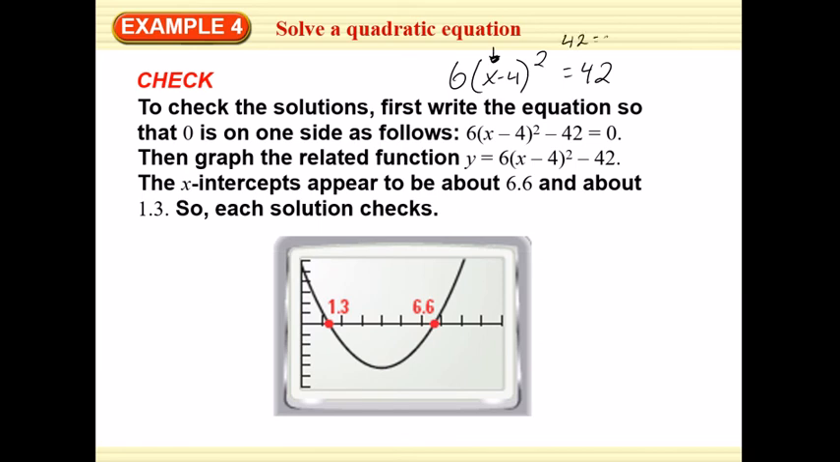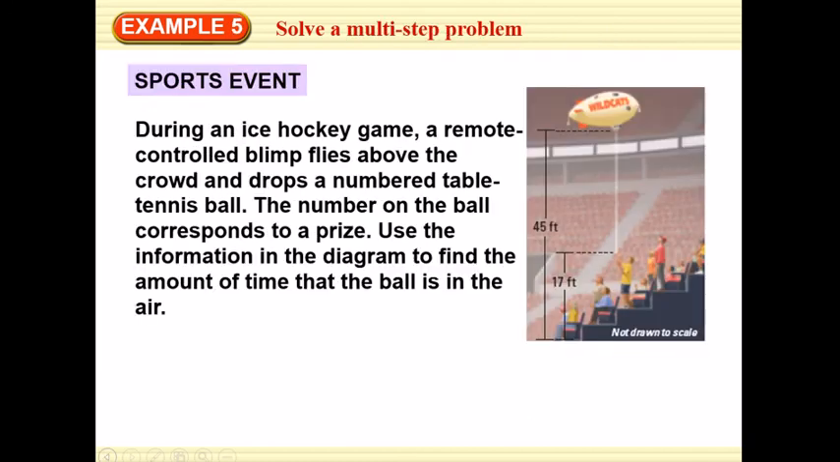So I'm going to get 42 equals 42, approximately. Alright, it's going to be just a little bit off. But if I solve for 0 like they did here, and then I graph it in the graphing calculator or on Desmos.com, you would see that I'm hitting the x-axis at approximately 1.3 and 6.6. Alright, so those are a couple ways to double check yourself.